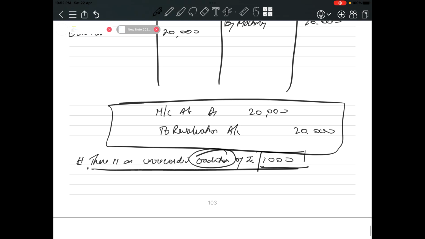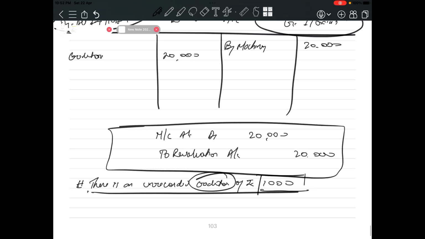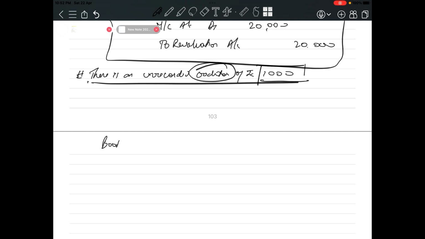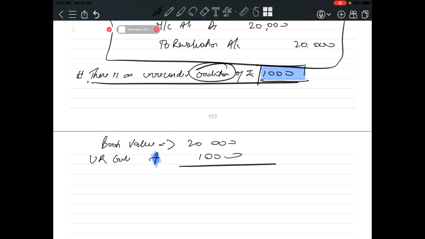So we'll have to make an adjustment for this. The book value of the creditor is 20,000. Now we'll have to record this 1,000, so plus unrecorded creditors, the new value of creditor will be 21,000. With this increase, we'll have to pay 1,000 extra, right? So is this a gain or loss for us? This is a loss for us. So where will this loss go?